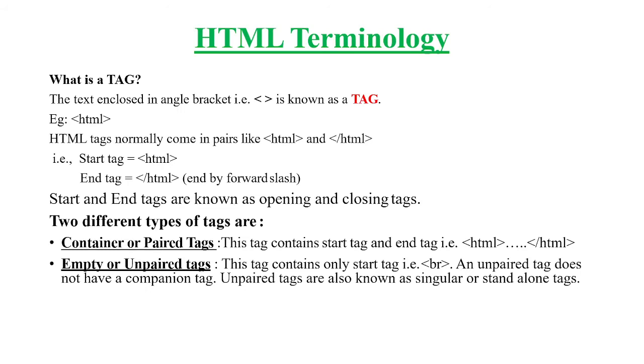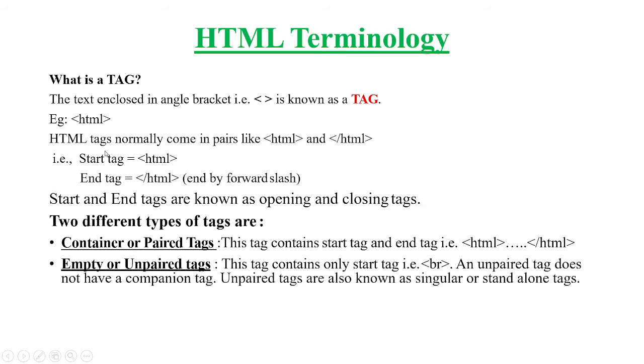In HTML, the most frequently used term is a tag. What is a tag? A tag is a text enclosed in angular braces, and once the text is enclosed in angular braces, we term it as a tag. See here in the example, there are angular braces, and within these angular braces there is a term called HTML, and we call this tag an HTML tag.